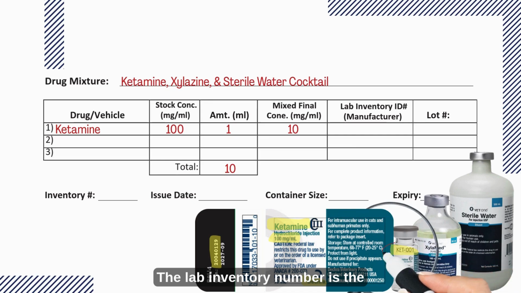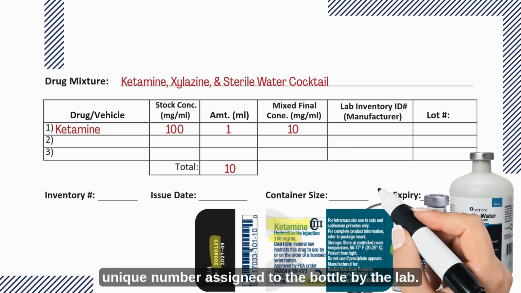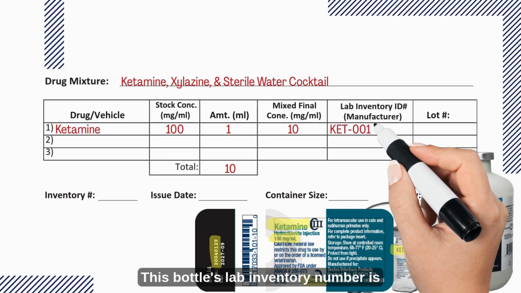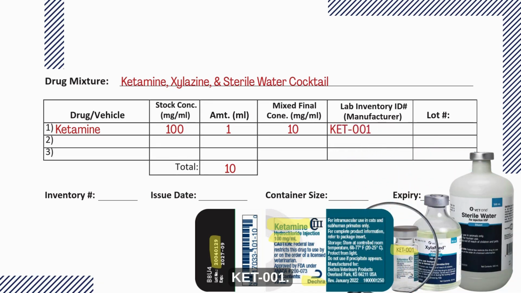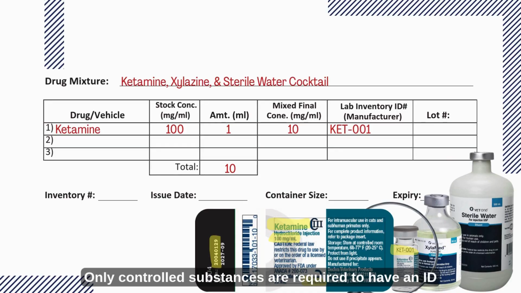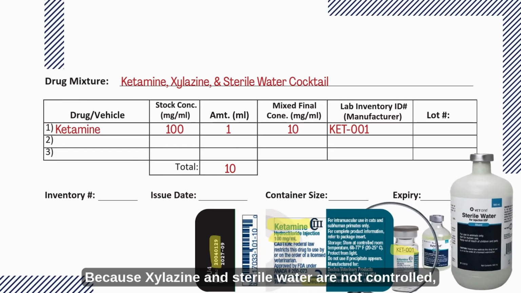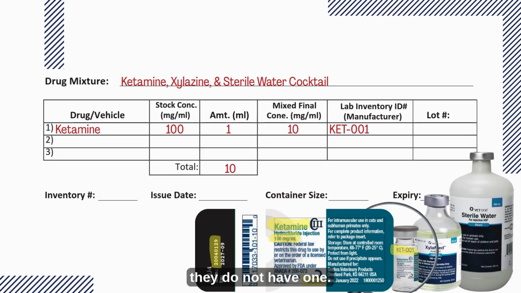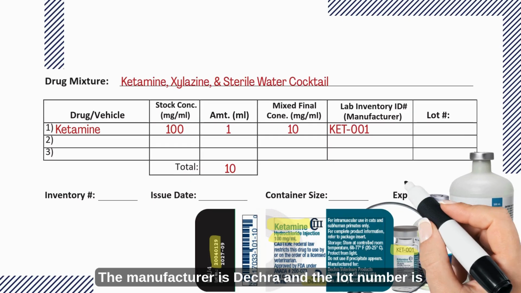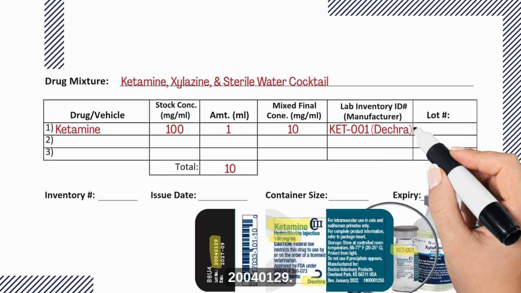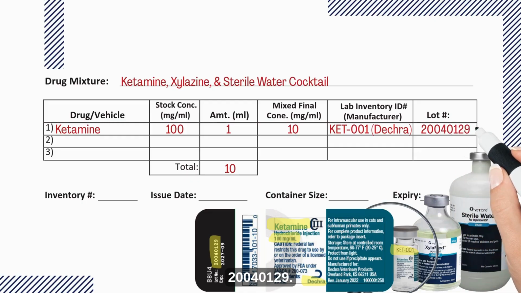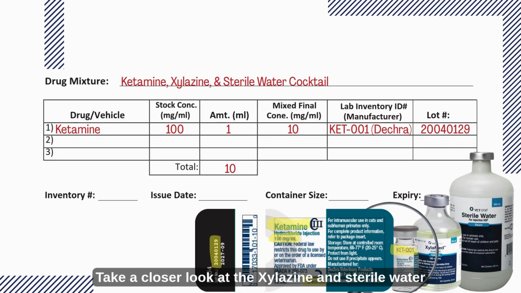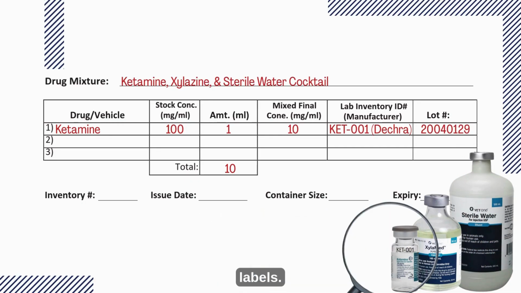The lab inventory number is the unique number assigned to the bottle by the lab. This bottle's lab inventory number is KED-001. Only controlled substances are required to have an ID number. Because xylazine and sterile water are not controlled, they do not have one. The manufacturer is Detra and the lot number is 200400129.